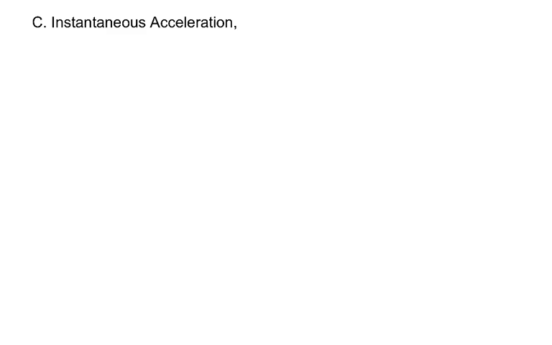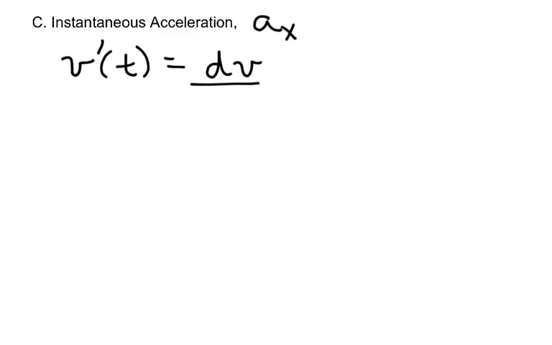Now, what about instantaneous acceleration, or your acceleration at some particular moment in time? Recall, to find instantaneous velocity, you will take the derivative of your position as a function of time equation. In this case, we're going to take the derivative of our velocity as a function of time. So if I have some velocity as a function of time equation, I need to take the derivative of that, and that will give me the instantaneous acceleration. Also, this can be written as dv/dt.